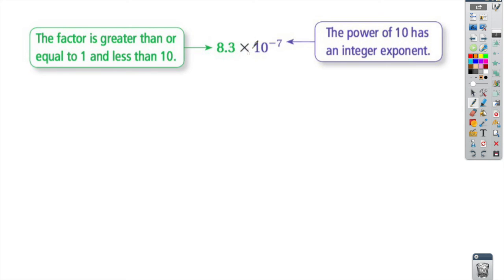And then over here, we have all the factors of 10 we've taken out, and this power is just some integer that tells us how many powers of 10. Now, notice the negative here. We'll talk about that a little bit later.